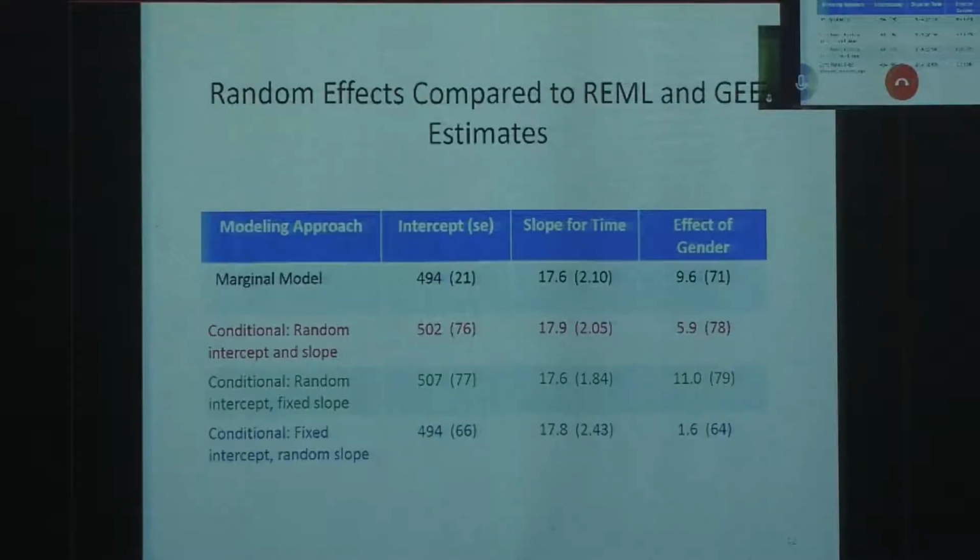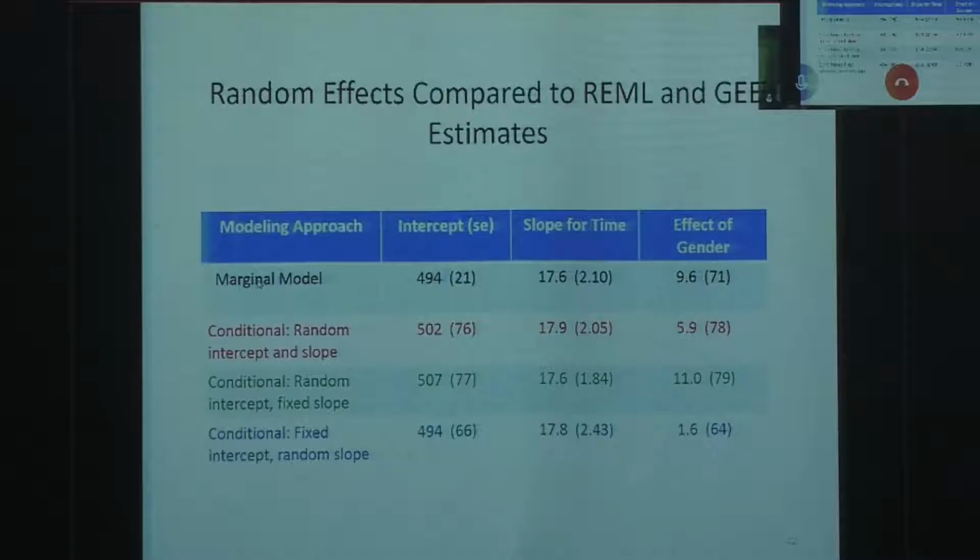And my last slide is there. This was the result from the marginal model unstructured. I ran the conditional model three ways: random intercept and slope, random intercept but fixed slope, fixed intercept random slope. And if you compare them, the intercepts are the same, standard error is different. The slope over time is similar no matter how you approach it, with a similar standard error. And again, the effect of gender is small, similar with similar standard errors.